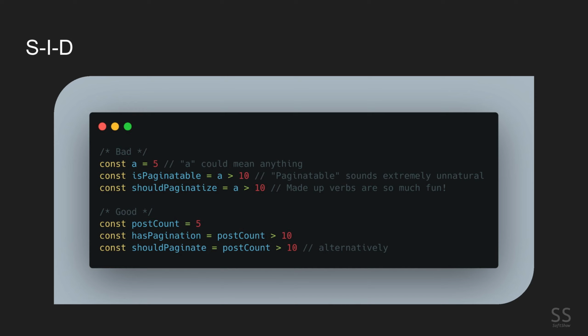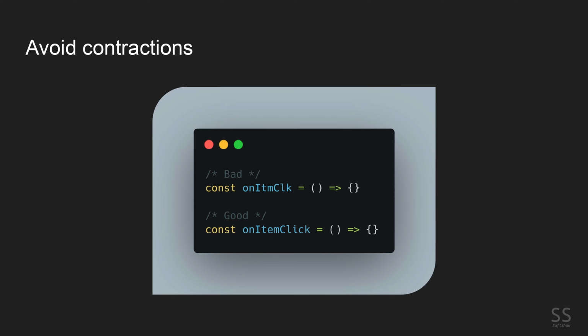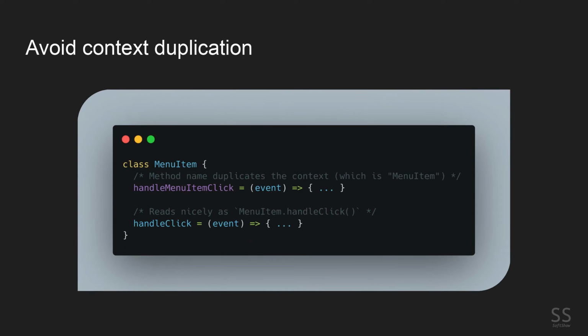Short. Easy to type and remember. Intuitive. It should sound natural, like regular speech. Descriptive. Clearly reflect what it does. Avoid contractions. Shortening a name makes the code harder to read. And never duplicate the context where a name is used. If removing the context doesn't hurt clarity, do it.